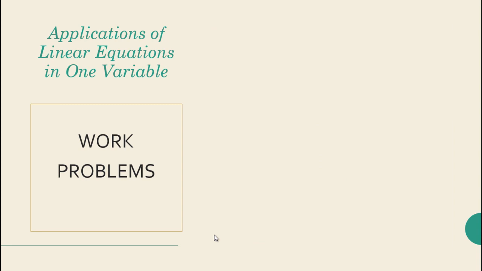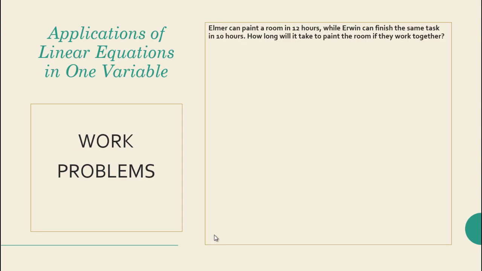We have work problems. Okay. So, Elmer can paint a room in 12 hours while Erwin can finish the same task in 10 hours. How long will it take to paint the room if they work together? Okay. So, tungod kay 12 hours mahuman ni Elmer ang task, so ang iyahang mahimo in 1 hour, so in 1 hour is, di ba, 12 hours no? So, ang part nga mahuman ni Elmer is 1/12.